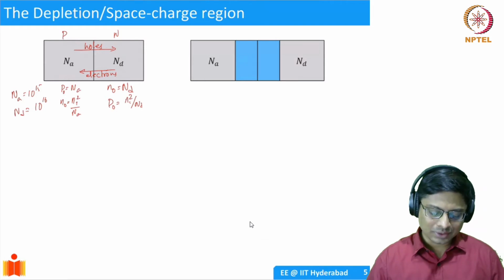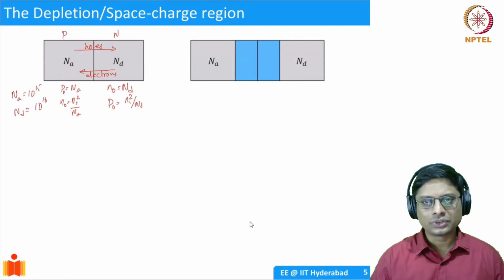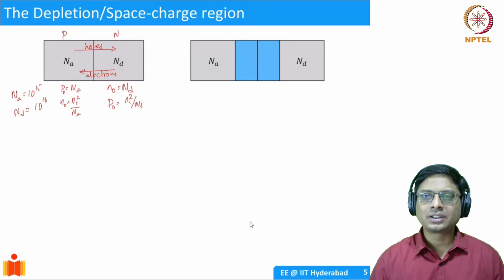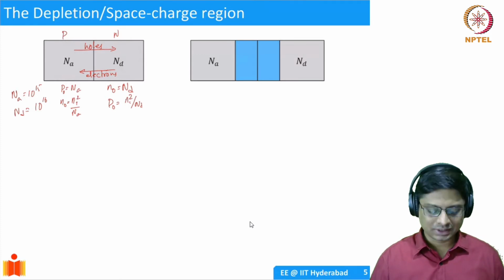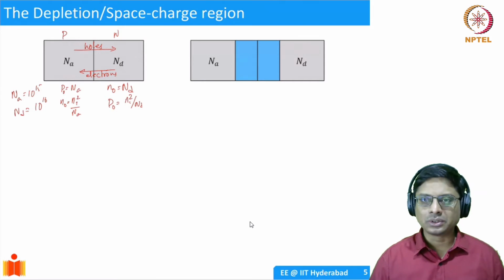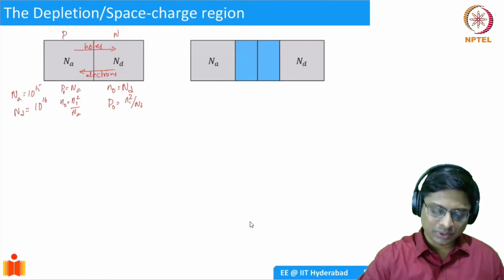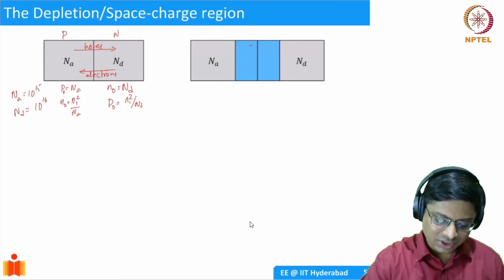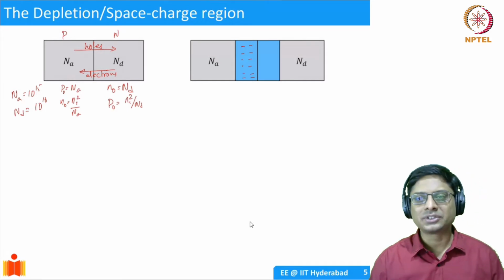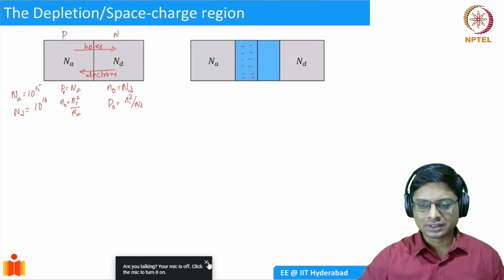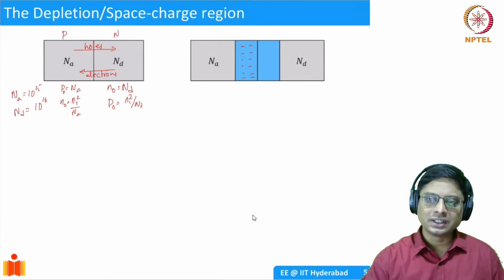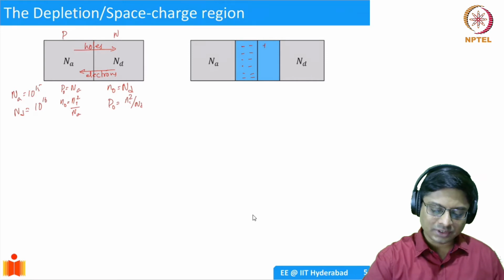Okay. So what happens when holes diffuse into the N side? Holes are essentially positively charged particles. So when they go, what you're left with is an acceptor ion, which has a net charge of minus, right? So whenever your holes move into the N side, you leave behind an acceptor charge, which I'll represent by a negative sign here. All right. So it leaves some negative charges whenever this transfer happens, and correspondingly, there's going to be some positive charges left behind because of the donor atoms.